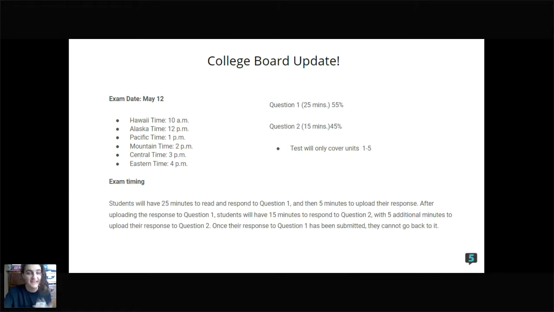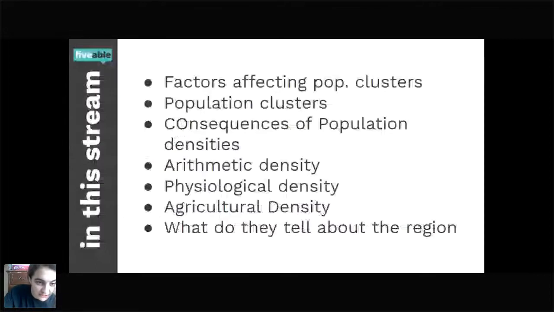So today we're going to be talking about factors that affect population clusters. We're going to be talking about consequences of population densities. We're going to talk about the different densities that geographers use, and what information these different densities tell us about a region.